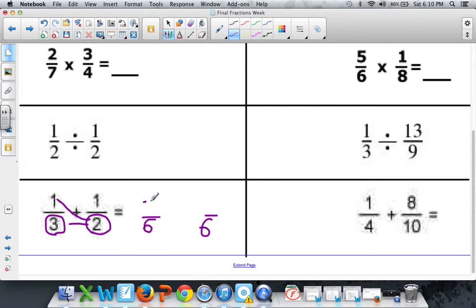2 times 1 is 2. And this has to get multiplied up there. 3 times 1 is 3. Now you can finally do the addition that they wanted you to do. 2/6 plus 3/6 is 5/6. That's a beautiful answer. Hi-ya! Alright, don't tell anybody I did that for you, okay?